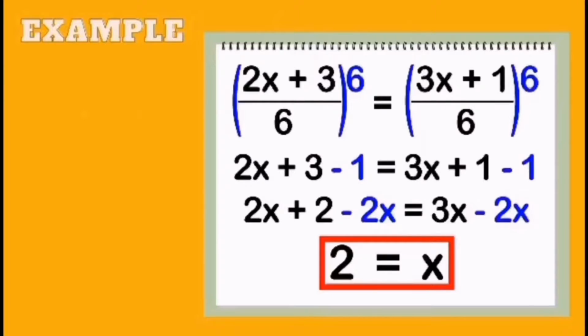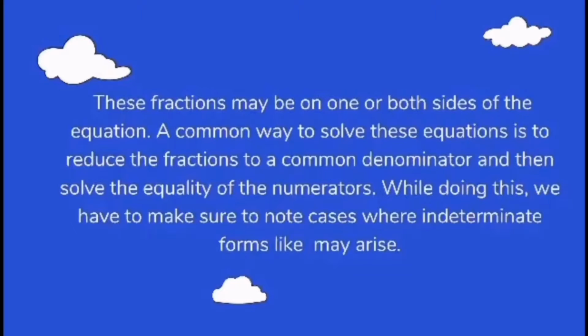Rational equation. A rational equation is an equation containing at least one fraction whose numerator and denominator are polynomials. This is one example of a rational equation. This fraction may be on one or both sides of the equation. A common way to solve this equation is to reduce the fractions to a common denominator and solve the equality of the numerators. While doing this, we have to make sure to note cases where indeterminate forms like 0 over 0 or 1 over 0 may arise.